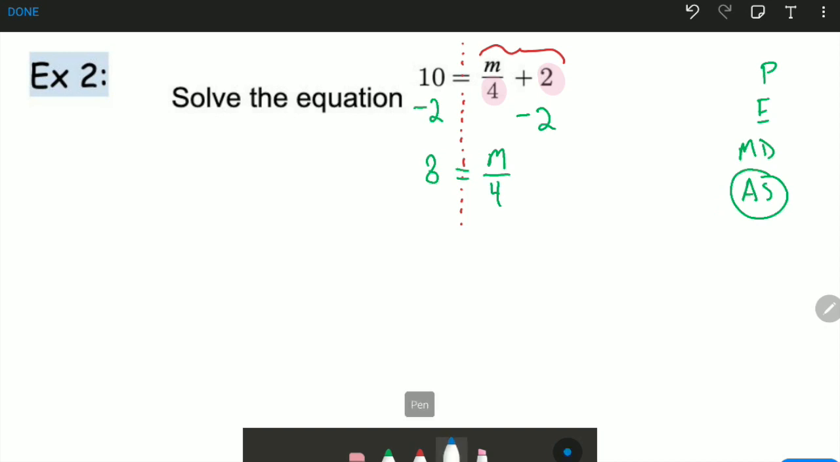To finish this off, a fraction always scares people, but remember, a fraction is just another way of saying division. This is dividing by 4 with the way it's written. So the opposite of dividing by 4 is to multiply by 4. And 8 times 4 is 32. And the 4 on the right side will cancel out. So overall, we have m is 32.